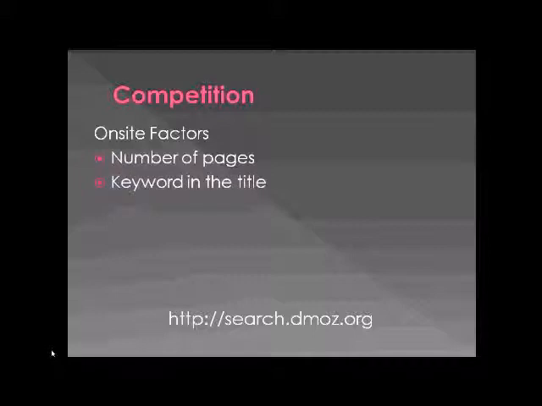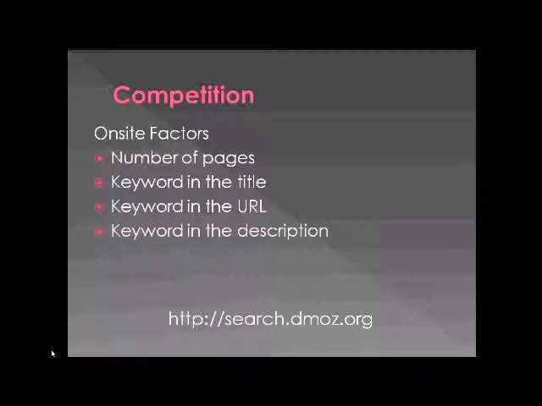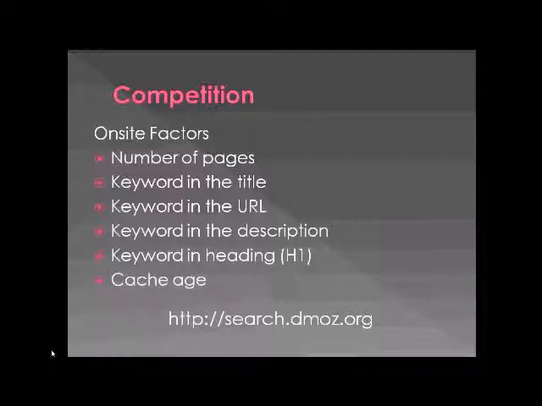Let's take a look. Okay, the first thing we need to look at in competition in our on-site factors is the number of pages that our website has, or the number of pages that your competitor's website has. We're also going to want to look to see if the keyword that you are targeting is in the title. Okay, we want to make sure that the keyword that you are targeting is in your URL. We also want to make sure that your keyword is in the description, and also that your keyword is in your heading. Alright, to do this, I'm going to walk you through these step by step so you can see what each one of those means. And the last one we want to make sure of is that we check the cache age and the cache, and I'll tell you about that in a minute.